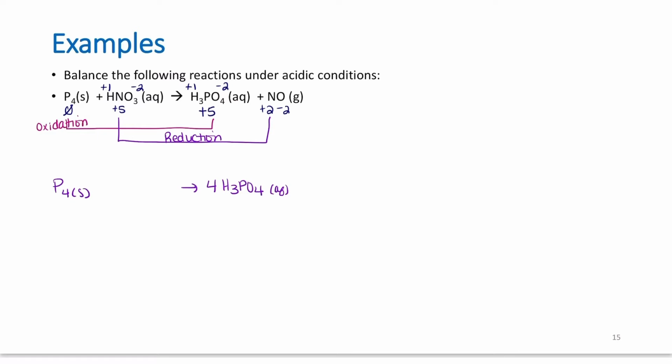You balance oxygen by adding waters. I have 4 oxygen on my product side. I have 0 on my reactant side. But don't forget the 4 in front. I have 4 in that PO4. I have 4 H3PO4s though.